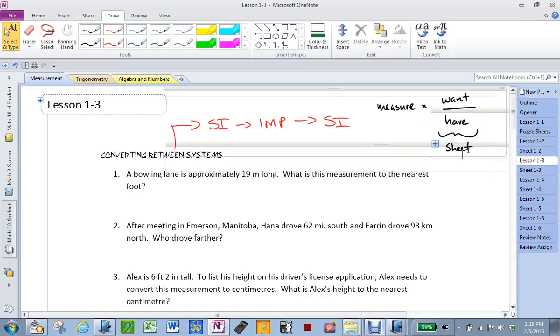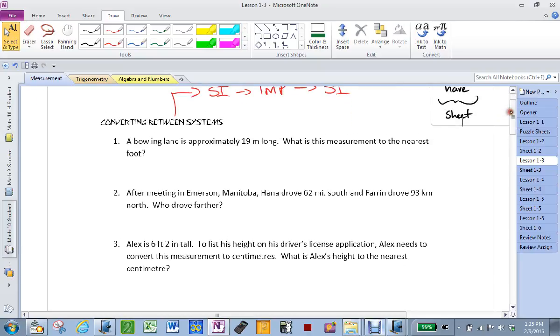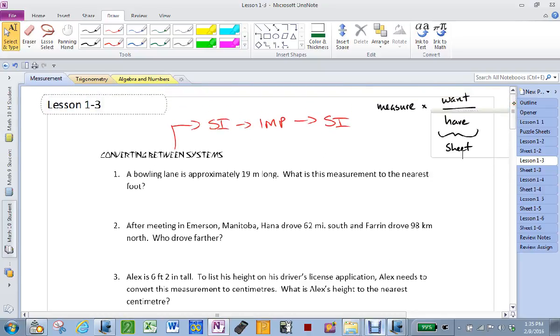All right? So let's do the very first one together, and you'll see that you already know how to do it. We read that question: a bowling lane is 19 meters long. What is this measurement to the nearest foot? So what do I have? What measurement do I have? 19 meters, which I then multiply by what I want. What do I want? Feet.